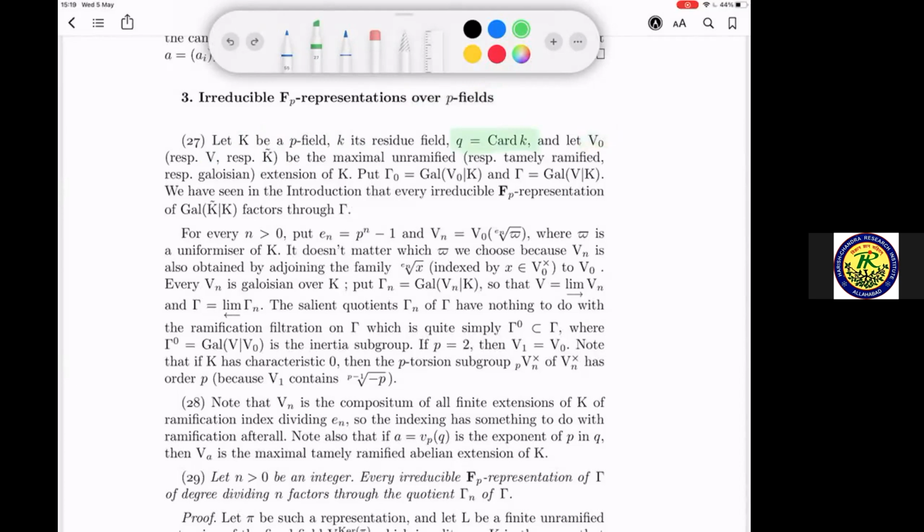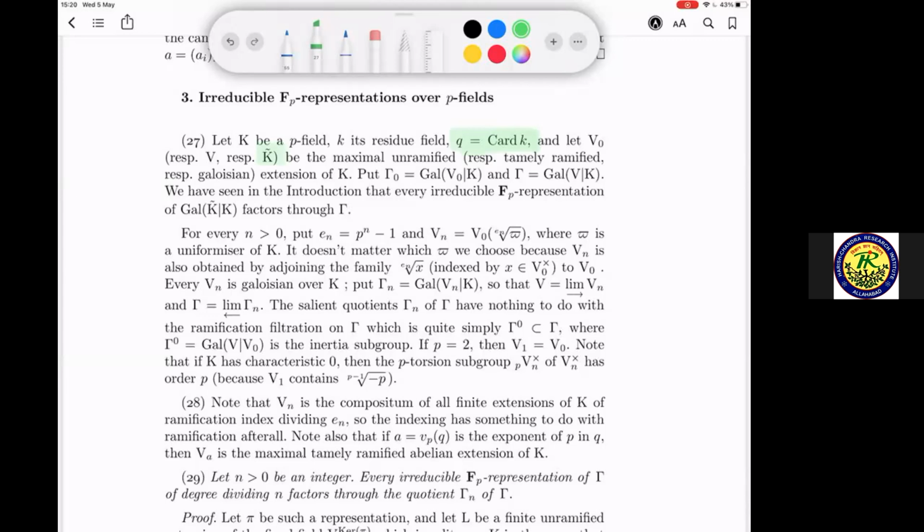So let me begin with K tilde. K tilde is the separable algebraic closure of K. It's equal to the algebraic closure in characteristic 0, but it's different from the algebraic closure in characteristic P. It's smaller. It's because it's required to be separable.